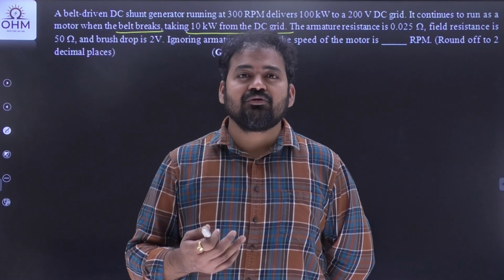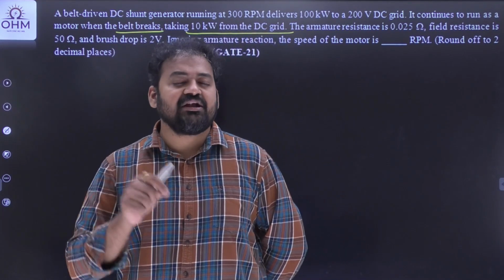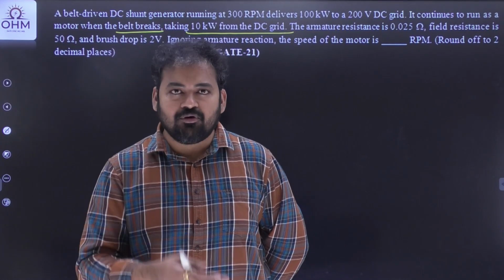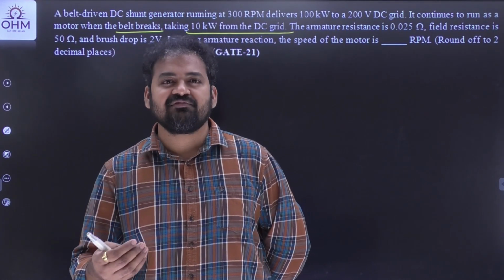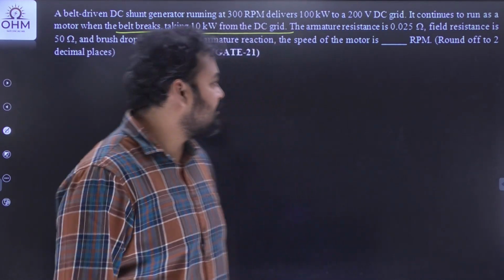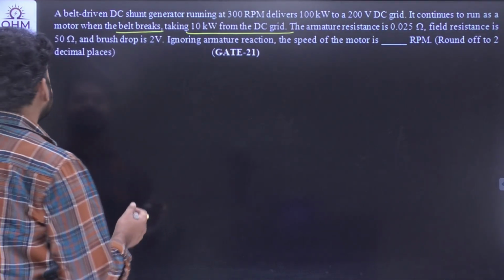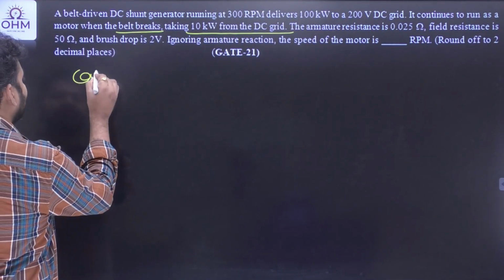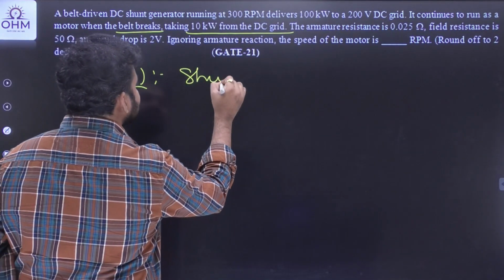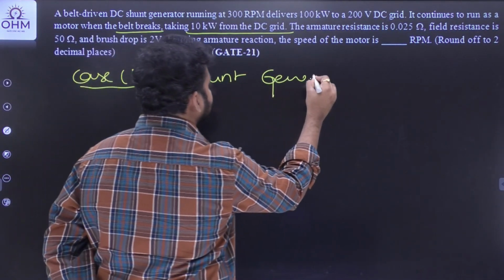So in the first case, the machine is acting like a generator, delivering 100 kilowatt, and then the belt breaks and the same machine acts like a DC motor, this time drawing 10 kilowatt. So take case 1, the generating case, and calculate Eg. Next, case 2, acting like a motor, calculate Eb, the back EMF. Compare both EMFs and you will get the speed of the motor. Same question and same models we are solving many times. So case number 1 first. In case number 1, the machine is acting like a shunt generator.